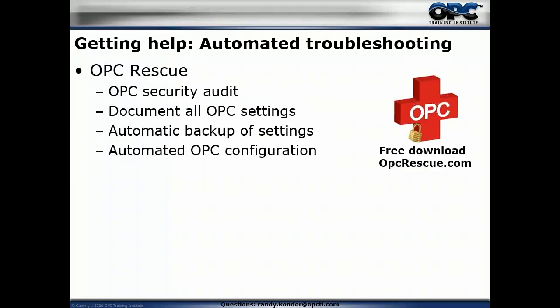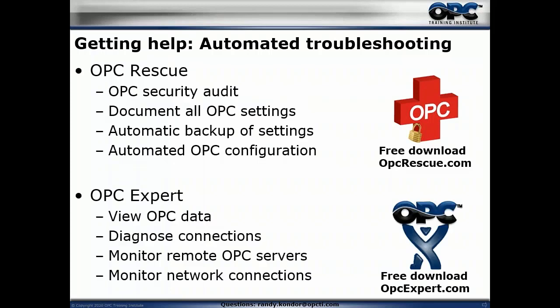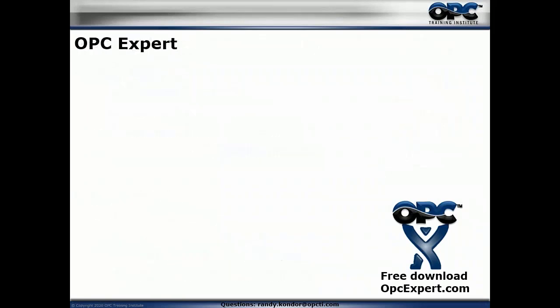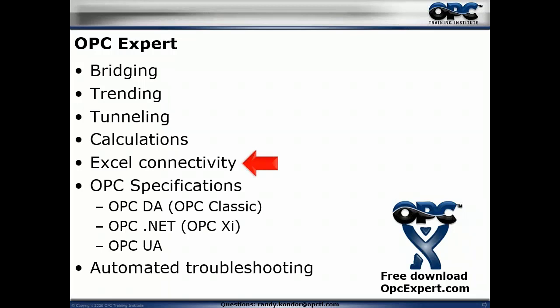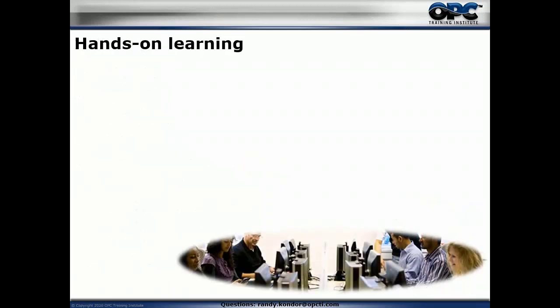For automated troubleshooting, we've got OPC Rescue for you. We've got OPC Expert. Both of those are free. You can download them and troubleshoot your connection. OPC Expert, very specifically, will do bridging, trending, tunneling, and so on. We specifically looked at Excel connectivity here, but of course there are many, many other functions.